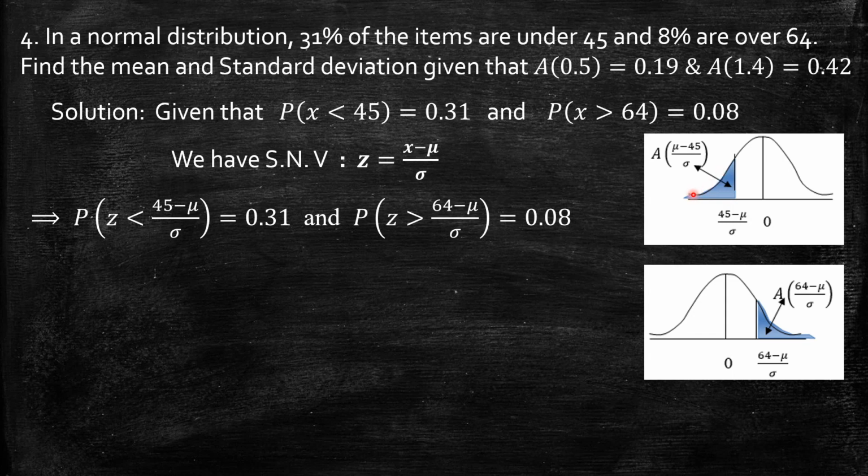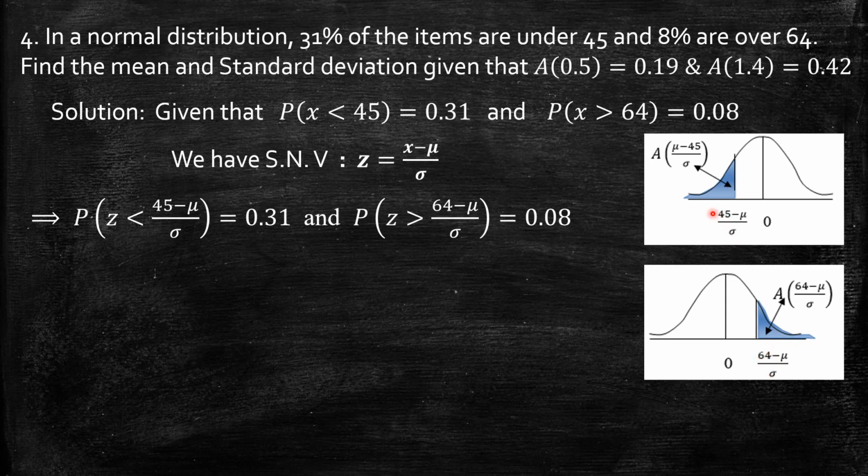So the first one, area under the standard normal PDF, less than (45 minus mu) by sigma. Let me take it on the left tail. This area is nothing but the probability of z less than (45 minus mu) by sigma, which is already known to us. Now another is z greater than, so I take it on the positive side. This is the required area we want.